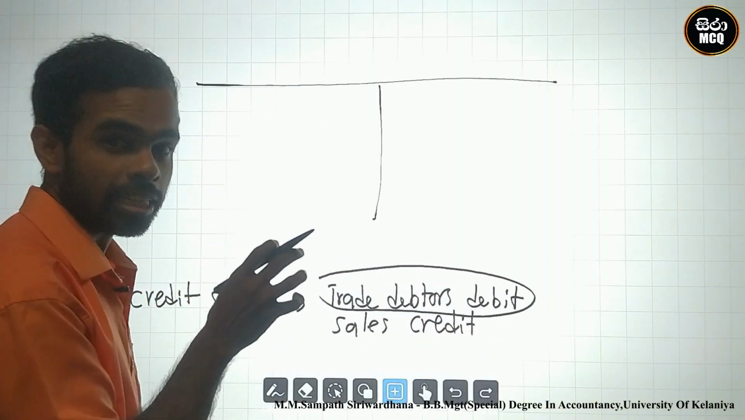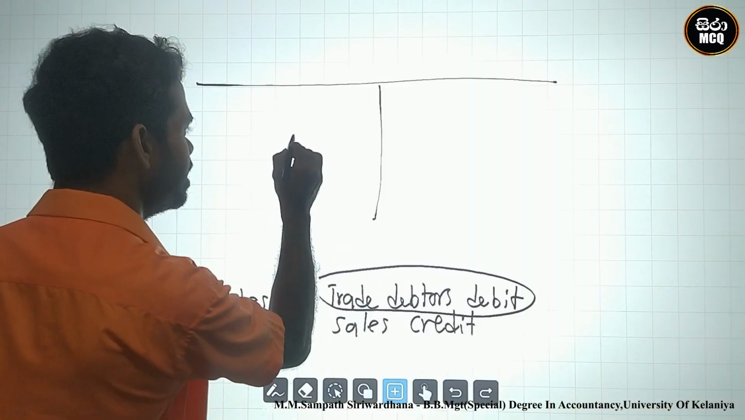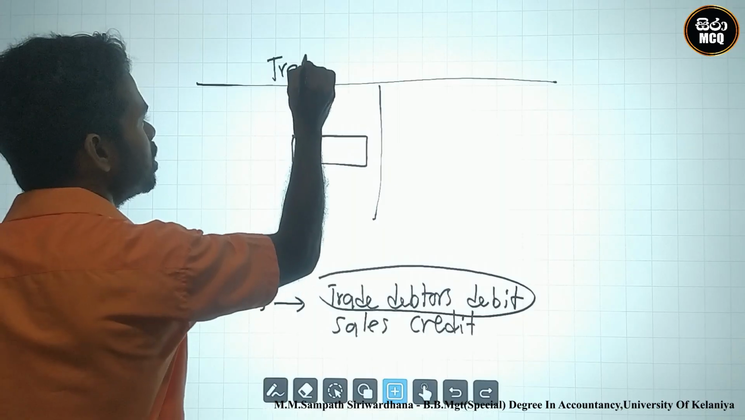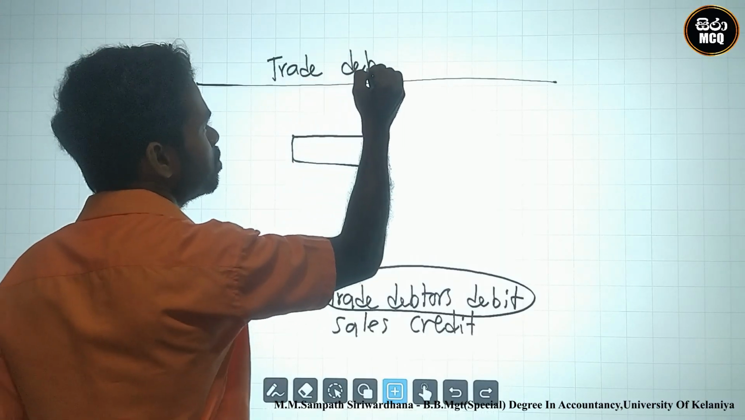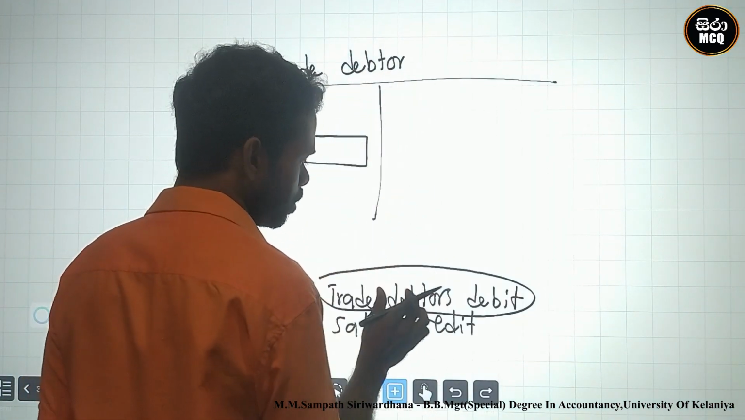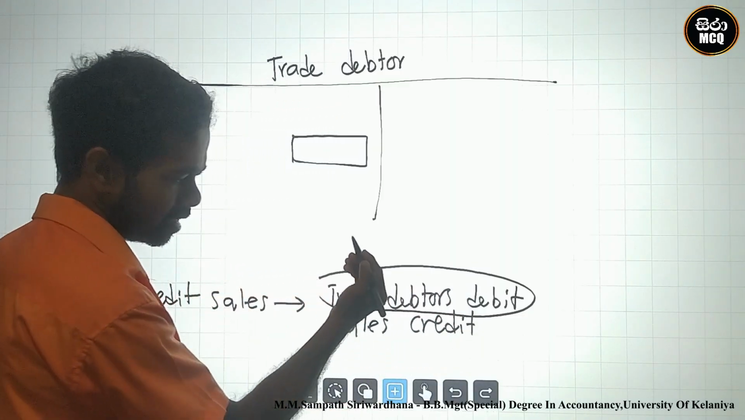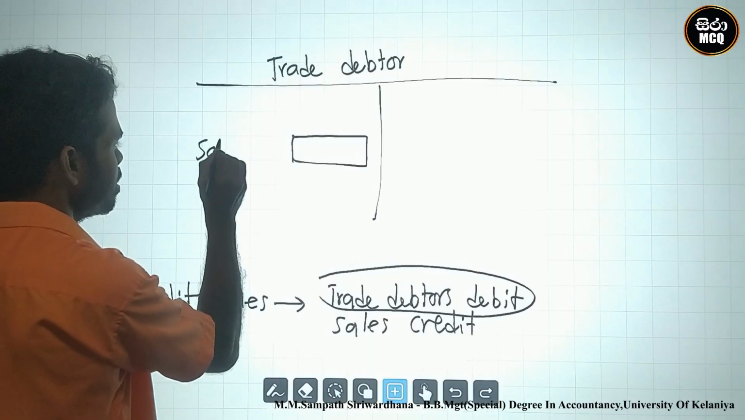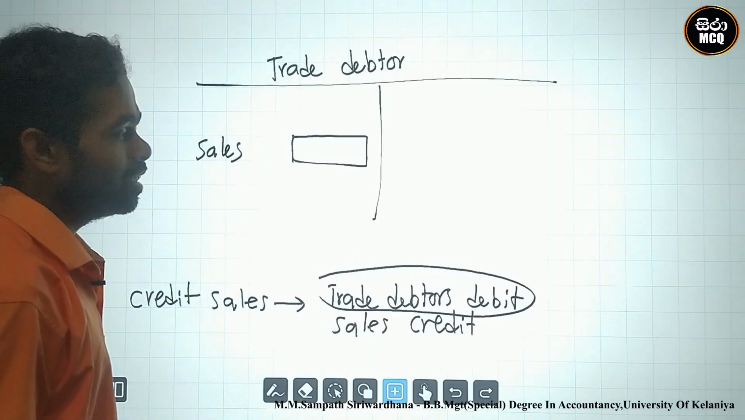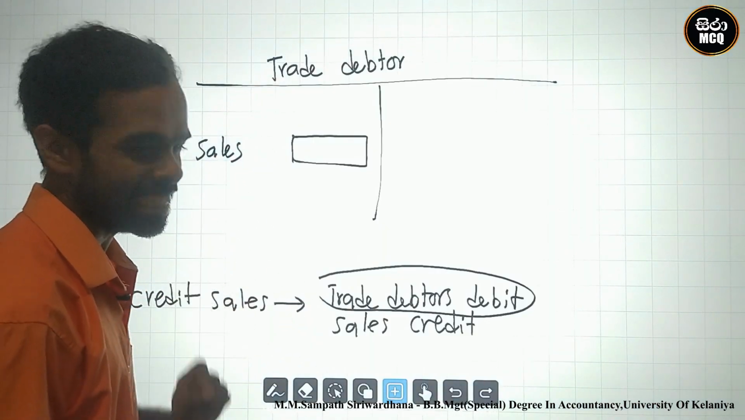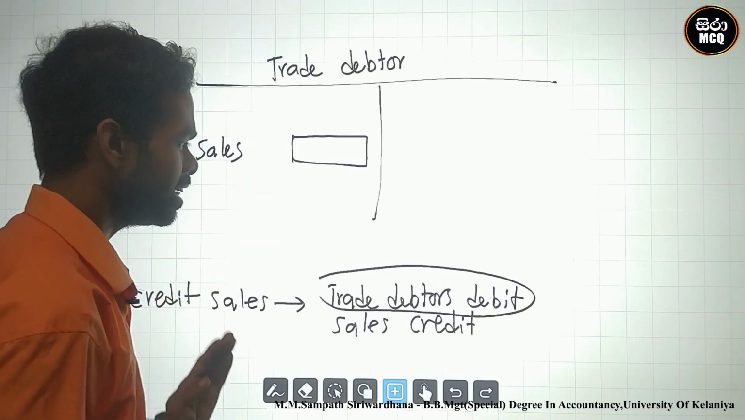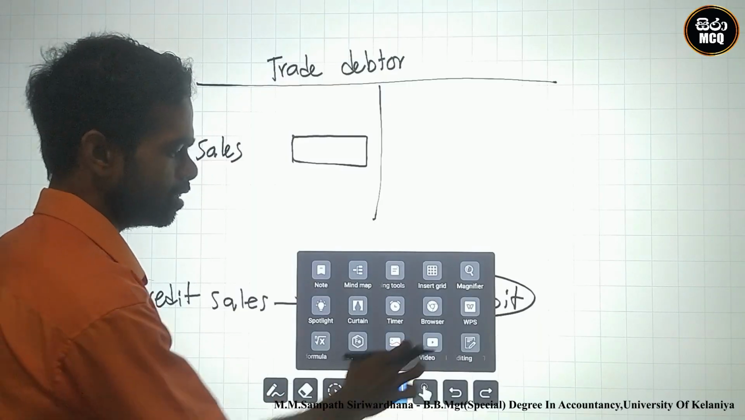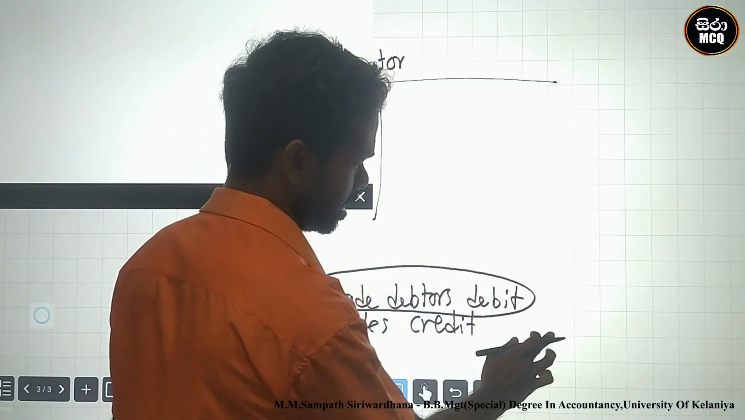Therefore, in the trade debtor account, the debit side is sales. This is the trade debtor account. Debit side, trade debtors debit, sales credit. This is the credit sales. We can identify it as the trade debtor. Using the trade debtor account, we can find the credit sales.